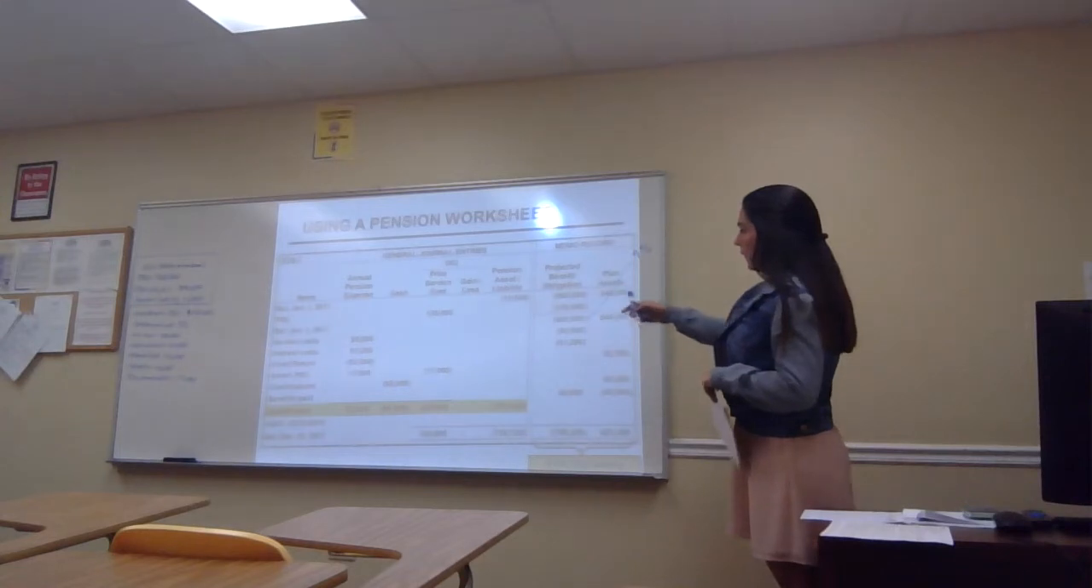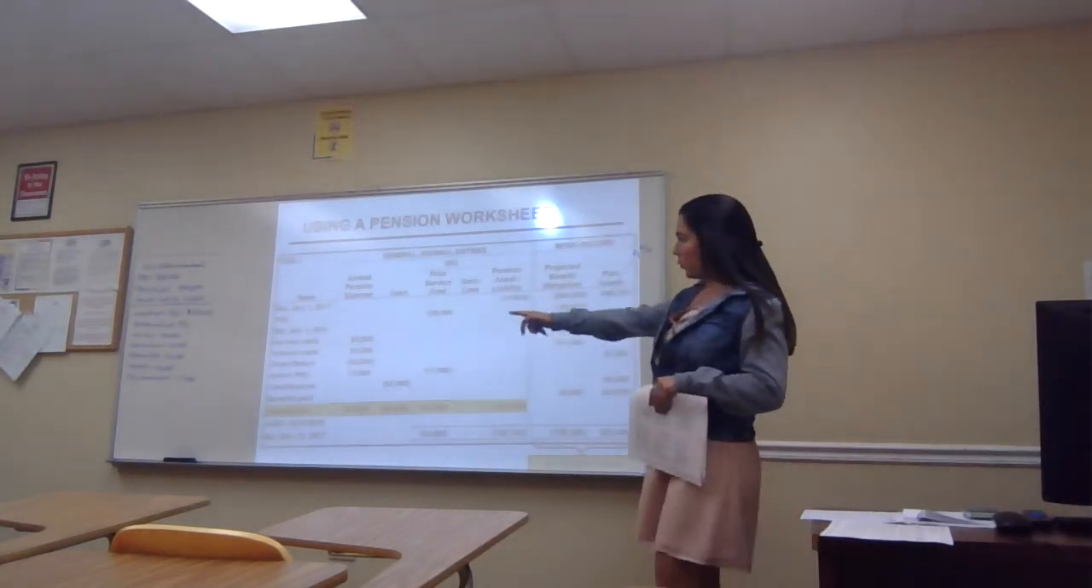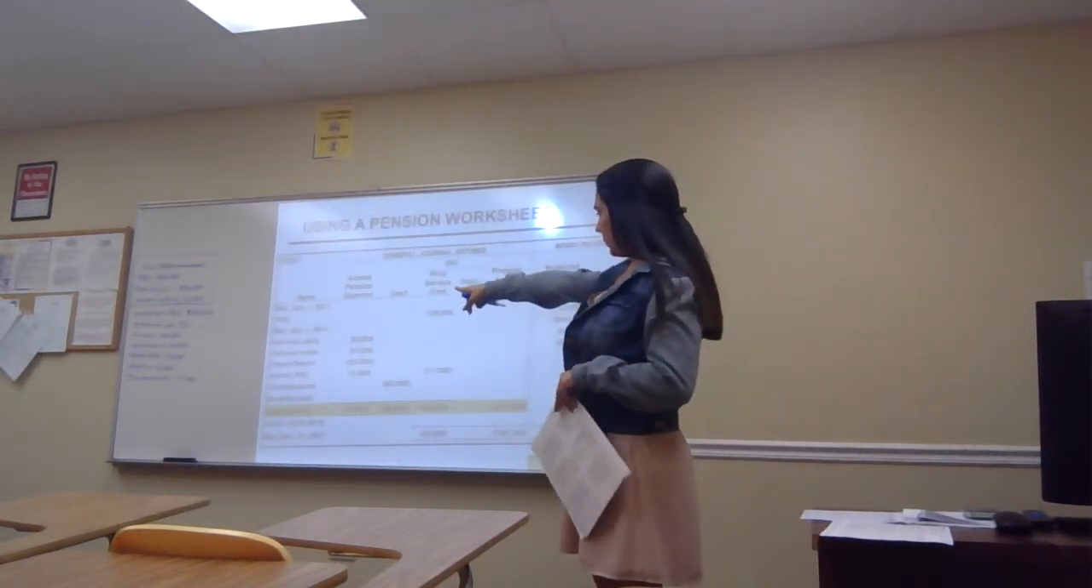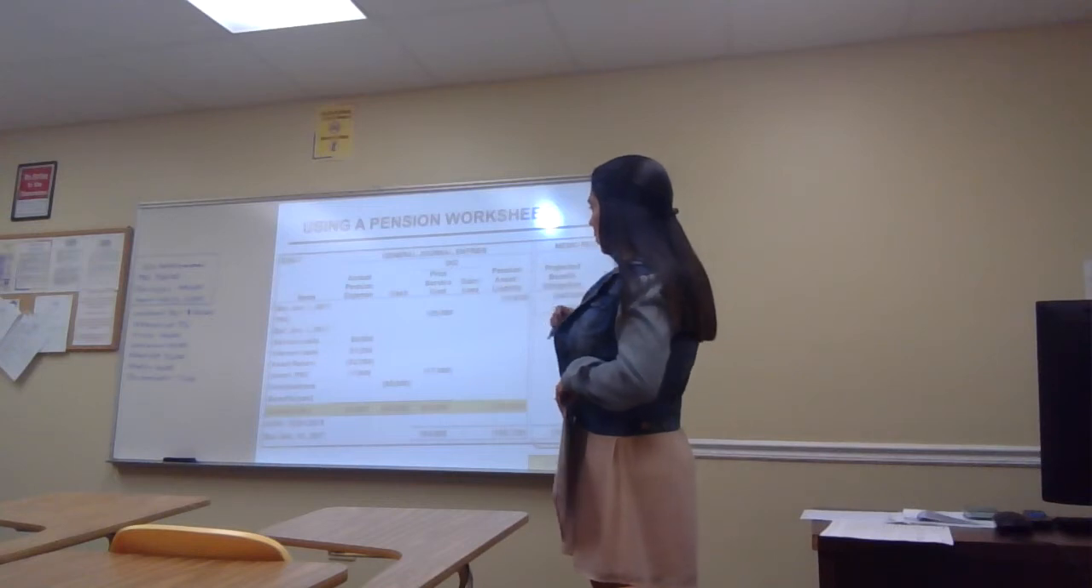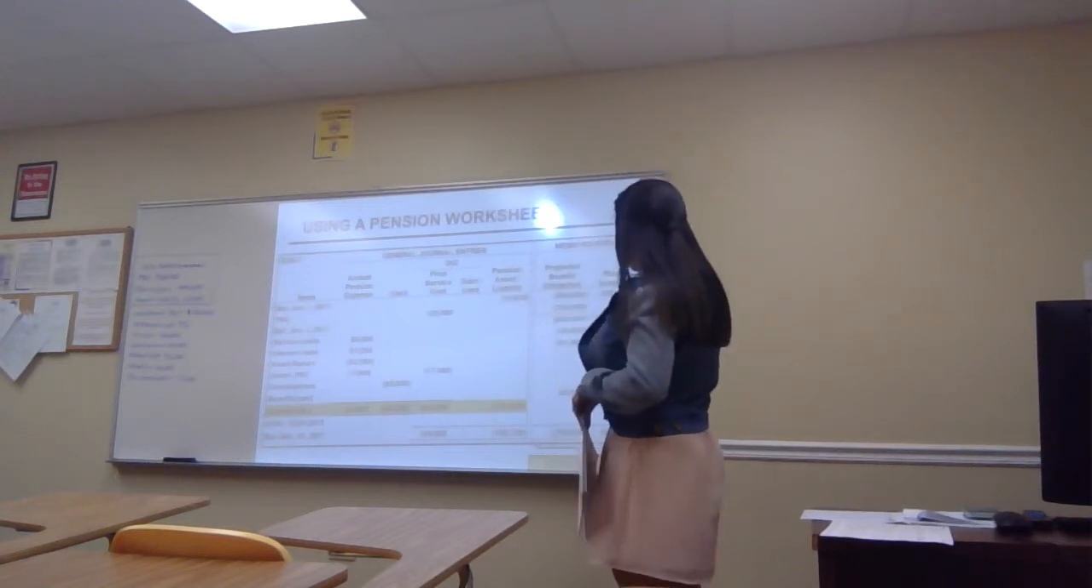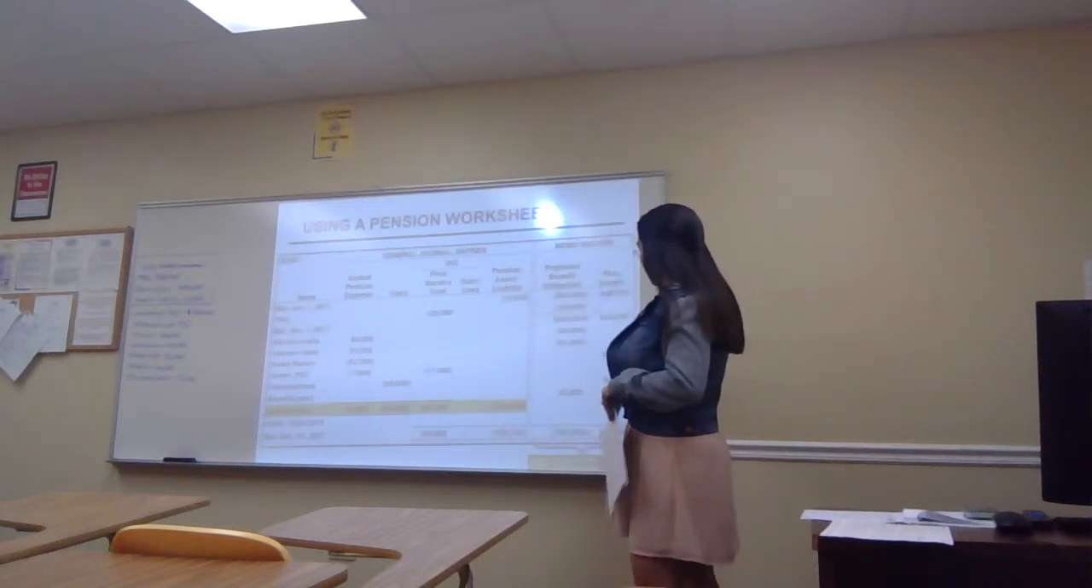Asset return, 52,280 comes right off of our facts. So you're gonna decrease your annual pension expense, 52,280, and it's gonna go on your plan asset, 52,280.